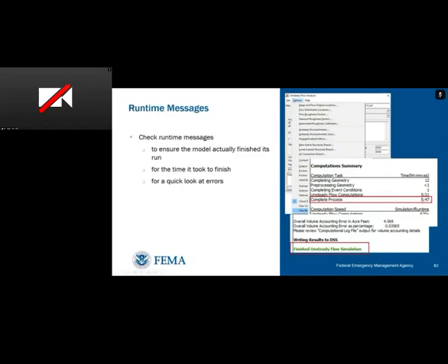This is also especially important if you want to run the model yourself as the reviewer, because 2D models can take, 6 hours is a fairly short one, to be honest. You might have a model that they ran and it took 30 hours. So you might want to look at that and check that out before you plan on running it yourself. And you can also get a quick look at any errors that pop up.